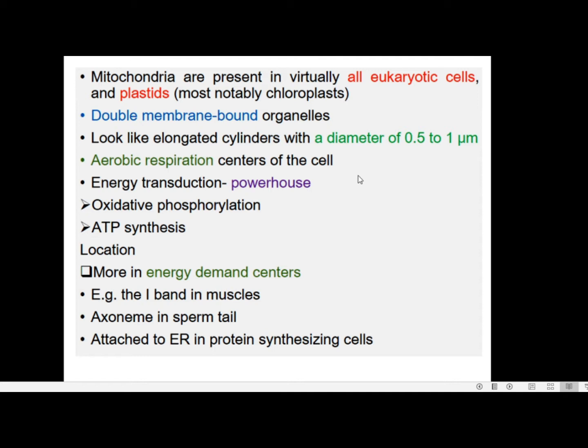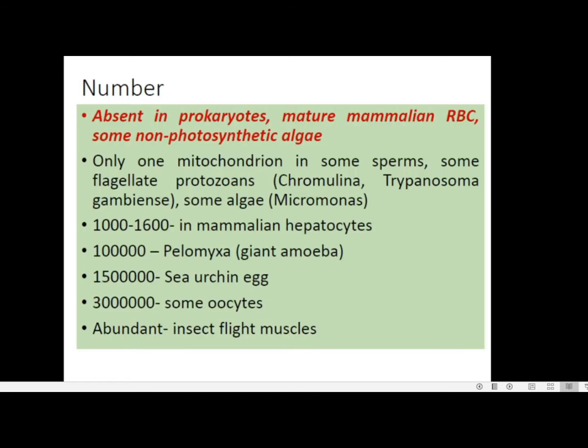And regarding the distribution of mitochondria, they are seen more in energy demanding cells. For example, the muscles, they have got a region called as the I band, where there will be numerous mitochondria. The axoneme of the sperm tail, which helps in propulsion of the sperm, it will be rich in mitochondria. And they are also seen attached to the endoplasmic reticulum in protein synthesizing cells. But they are absent in prokaryotic cells, mature mammalian RBC, and some non-photosynthetic algae.